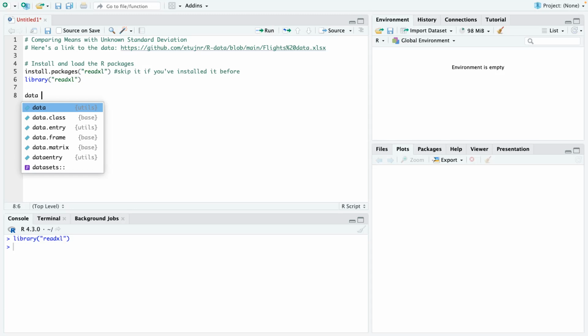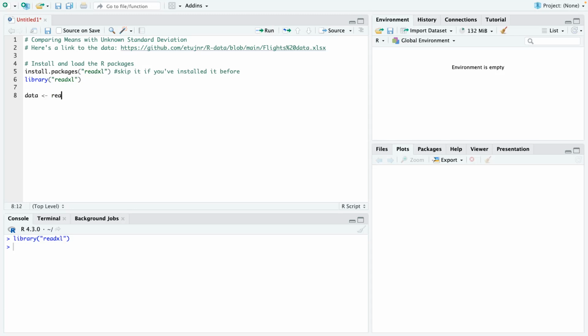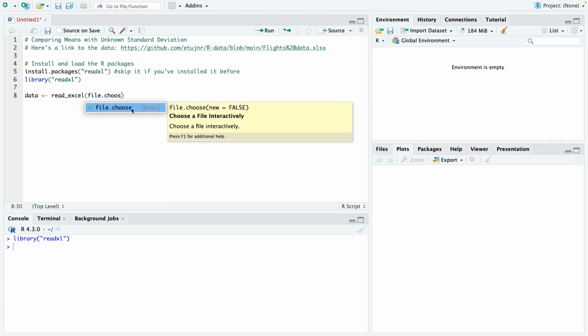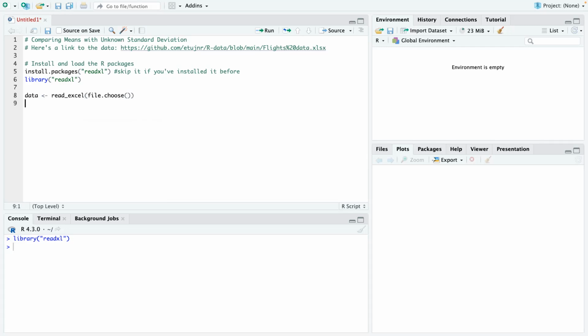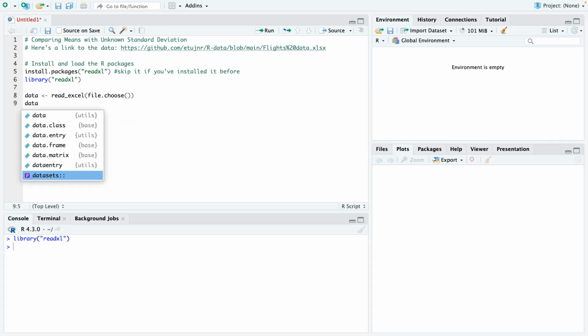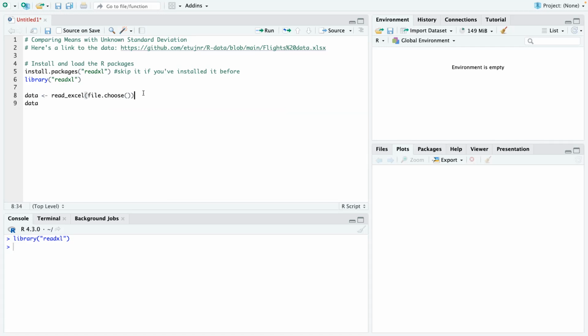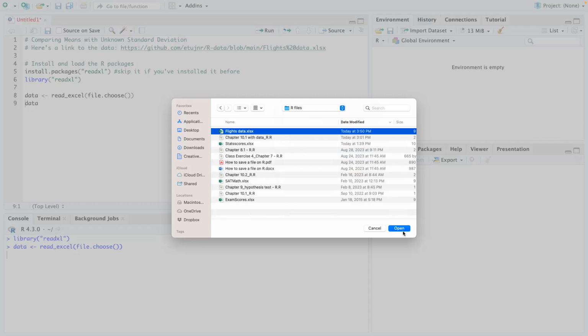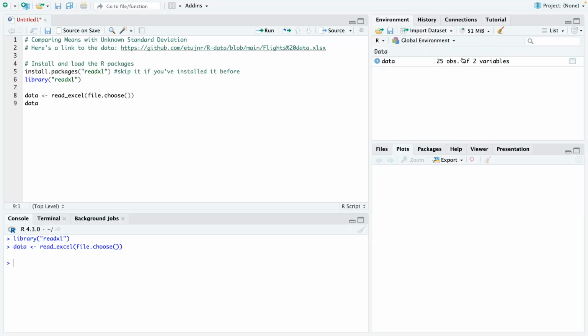So that's that. And then the next thing I'm going to do is load my data set, right? So I have it as data, read Excel, file.choose, and that's it. And then I can just say data, just show you guys a different thing here. All right, so let's load that data. Okay, so I have my flights data loaded. So you can see it has 25 observations with 2 variables.